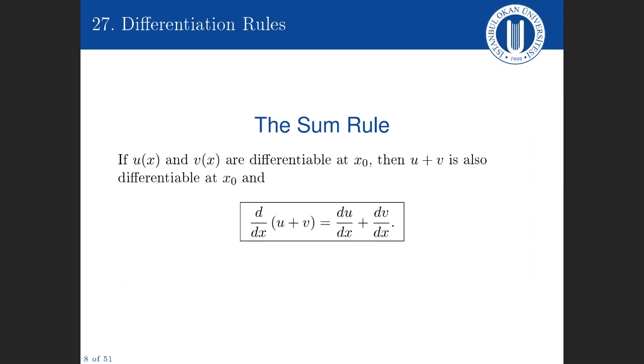The sum rule. What do we do if we have two functions added together? If u and v are differentiable functions at a point x0, then their sum, u plus v, is also differentiable at this point x0, and the derivative of u plus v is the derivative of u plus the derivative of v. So to say that another way, anytime we have the derivative of two functions added together, we're allowed to cut just here into two different easier or smaller derivatives.